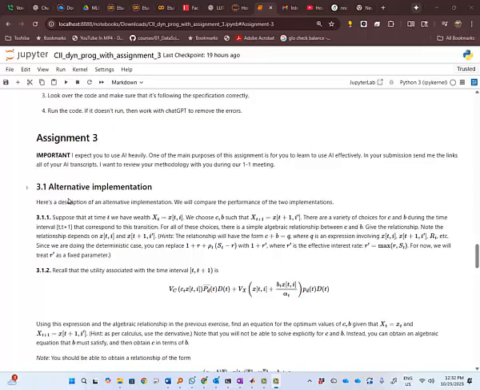Right? So in this assignment, we're introducing an alternative implementation, and we'll compare the performance of this new implementation with the old one. Frankly, I think this new one should be better, but I could be wrong. So it's good for us to compare. It's always good to compare alternatives.